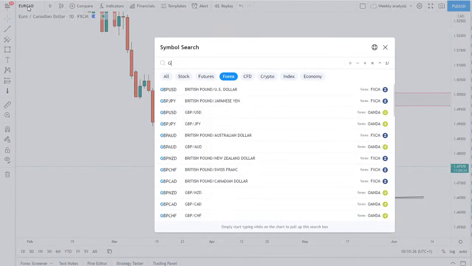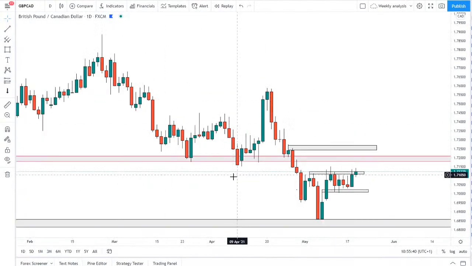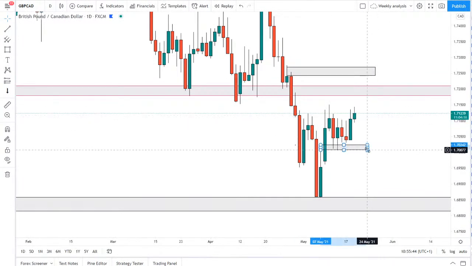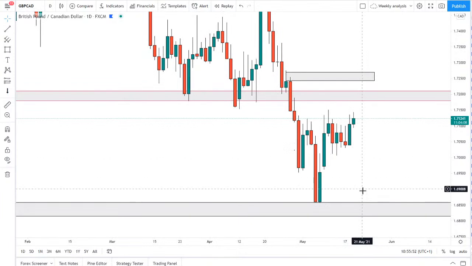And GBPCAD, same thing as well. Looking quite bullish on the daily. Again, slightly better there than EURCAD. So if I get rid of some of the levels here, you can see we've had this big push to the upside. We did wick there, creating some new highs. A bit of retracement, and then we had that engulfing candle yesterday. So it looks like we're getting that continuation to the upside.